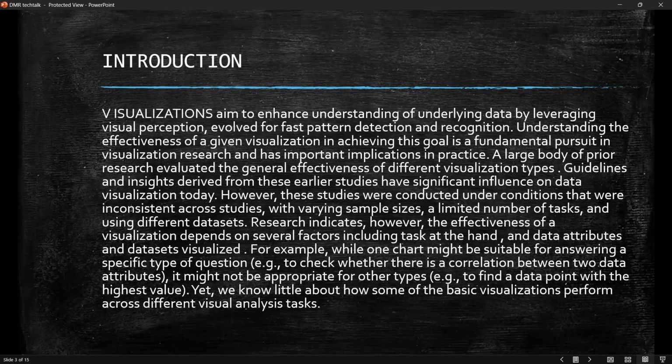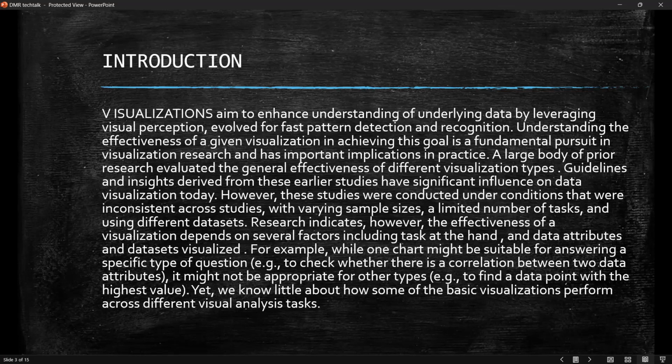Understanding the effectiveness of a given visualization in achieving this goal is a fundamental pursuit in visualization research and has important implications in practice. A large body of prior research evaluated the general effectiveness of different visualization types. Guidelines and insights derived from these earlier studies have significant influence on data visualization today. However, these studies were conducted under conditions that were inconsistent across studies, with varying sample sizes, a limited number of tasks, and different datasets.